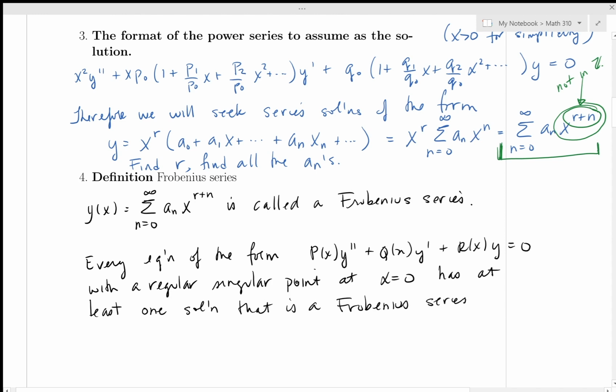Okay, so the key feature differentiating the Frobenius series from the Taylor series is the fact that this exponent here is not an integer. It is, of course, possible that when solving one of these, the r's from what we're going to call the indicial equation, which we've previously been calling the characteristic equation, can be integers, and this may well simplify down to a regular power series, but that is not guaranteed.